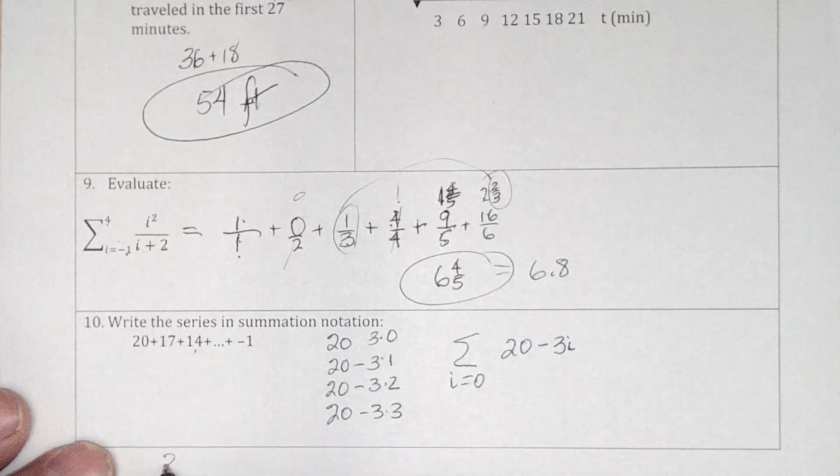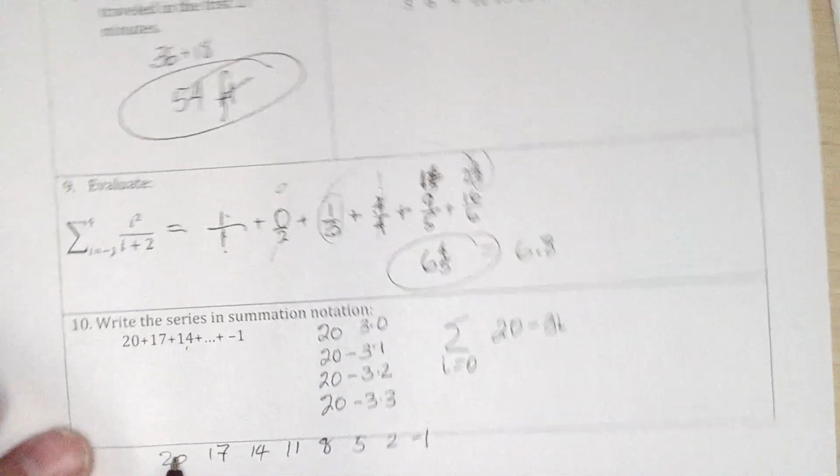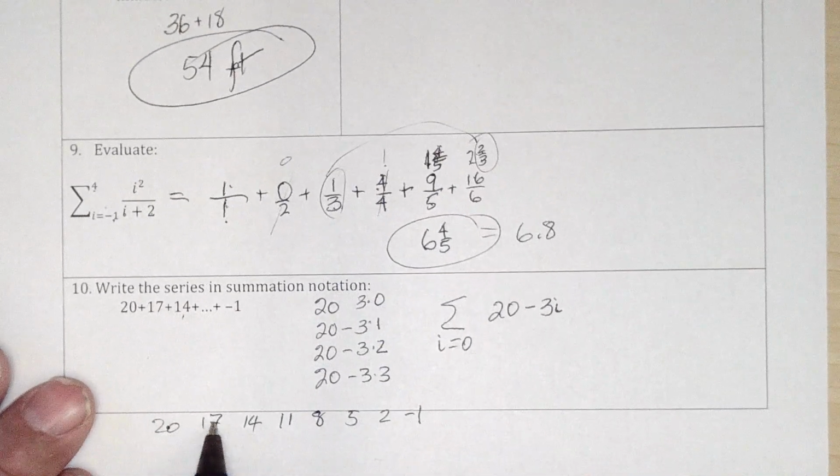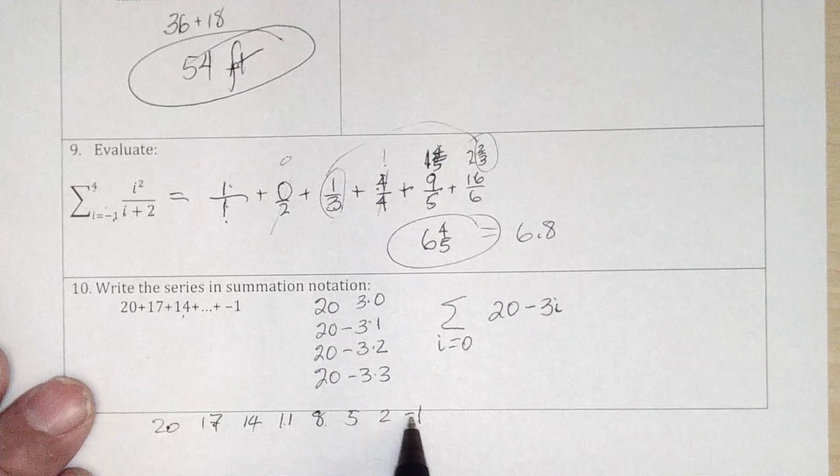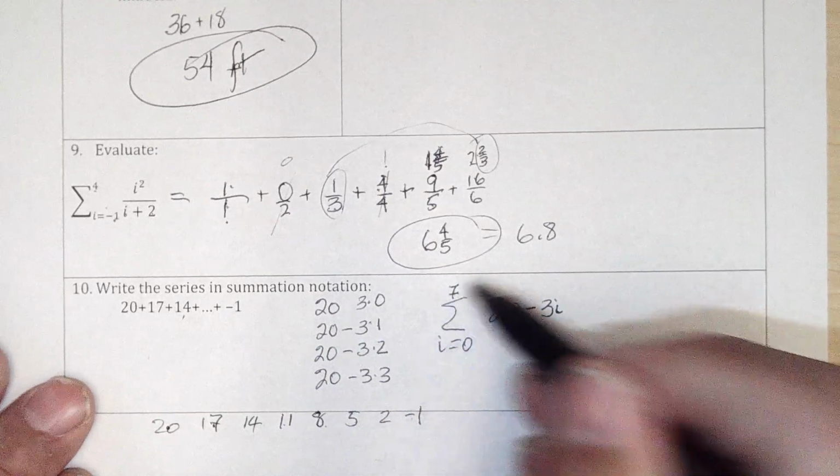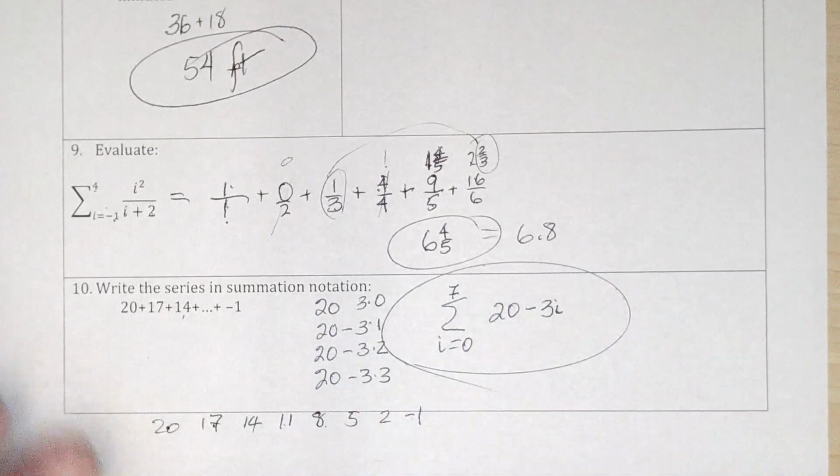Now, 20, 17, 14. 3 less is 11, 3 less is 8, 3 less is 5, 3 less is 2, and 3 less is minus 1. If I use I equals 0 here, and then 1, 2, 3, 4, 5, 6, 7, I equals 7 there. That's what I think is the easiest way to look at that.